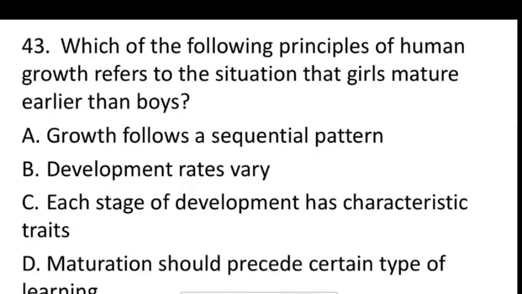Number 43. Which of the following principles of human growth refers to the situation that girls mature earlier than boys? Is it letter A, growth follows a sequential pattern? Letter B, development rates vary? Letter C, each stage of development has characteristic traits? Letter D, maturation should precede certain type of learning? We've talked about this a while ago. We had a question that was similar to this a while ago. And I think you've all agreed that the correct answer would be letter B, development rates vary. And we said, girls mature earlier than the boys. Okay, so mas nauuna pong mag-mature ang mga girls kaysa sa mga boys.